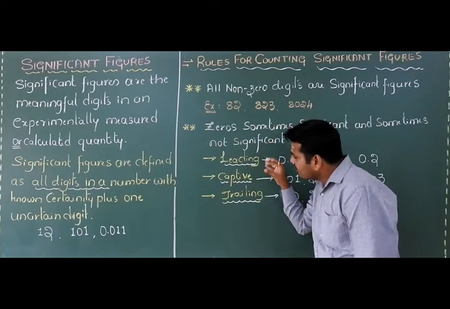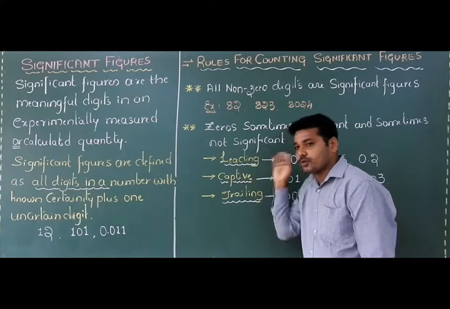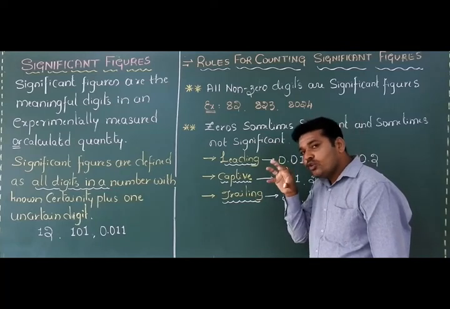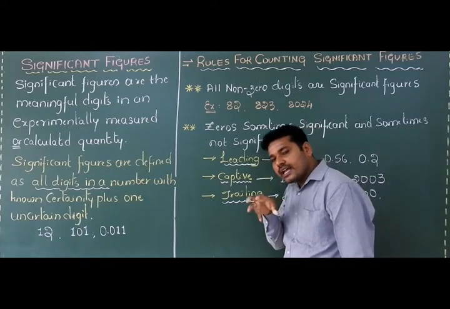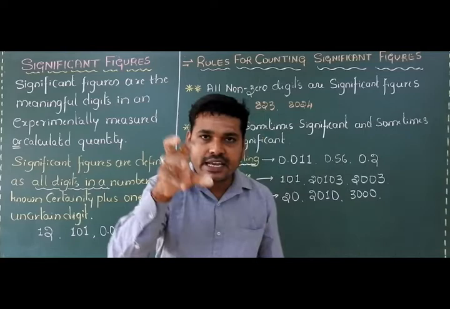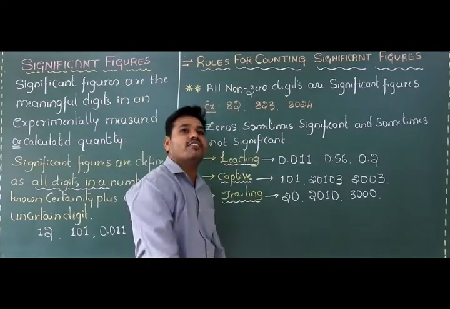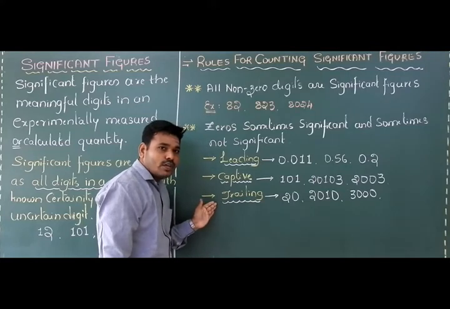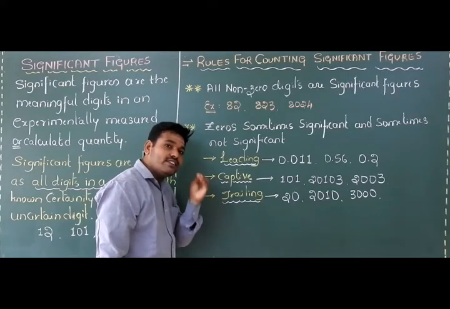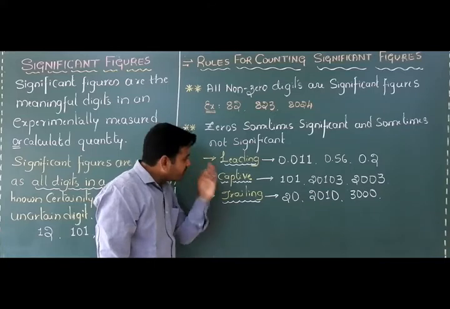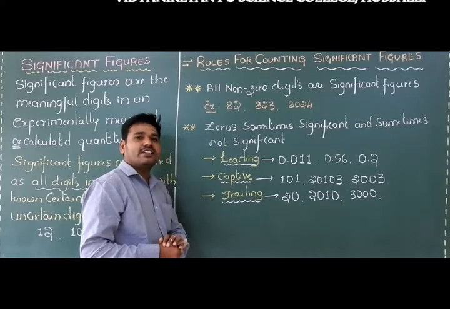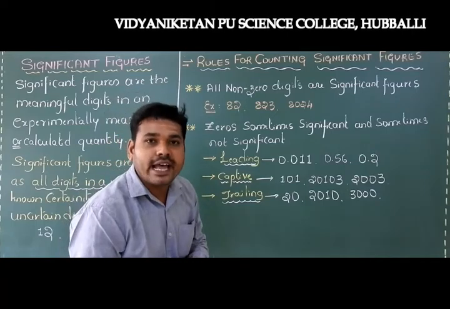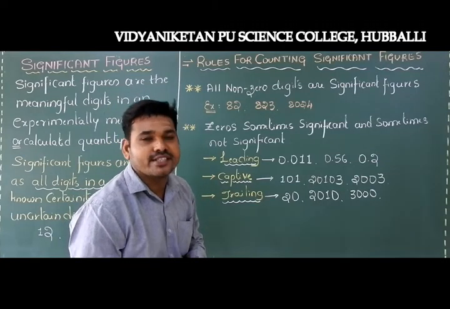So all these are nothing but different types of zeros. And the second rule is about zeros. Sometimes they are counted as significant figures and sometimes they are not counted as significant figures. And already you know the three different types of zeros. Now let us discuss, out of these three types of zeros, which type of zero is counted as a significant figure and which type of zeros are not counted as a significant figure, students.